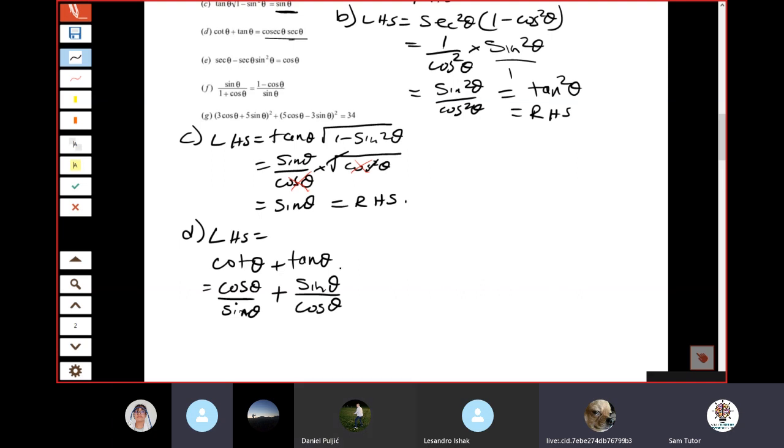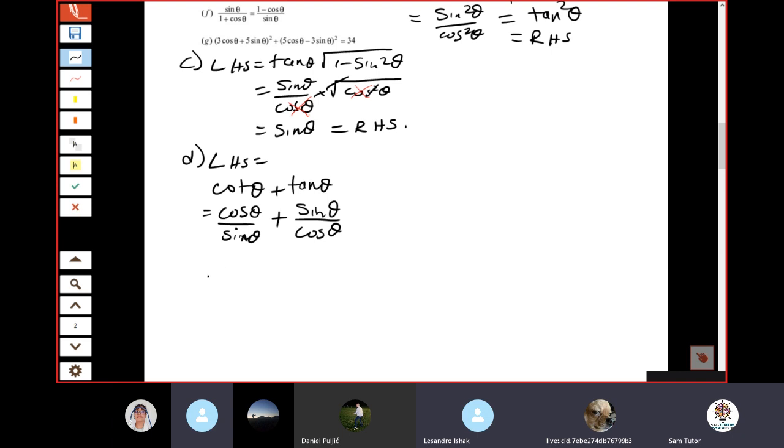Sine theta on cos theta. All right. Everybody still with us? Yep. Now, Daniel, what are you going to do? This has a times, whereas you still got a plus. So the logic is we've got to do a common denominator here, right? Just like you were doing back with algebraic fractions. Do you know what your common denominator is going to be?